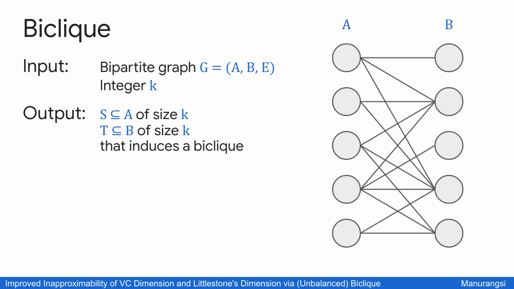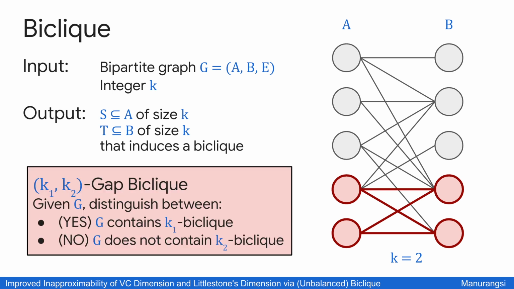For example, if this is our input bipartite graph and our k is equal to 2, then we may pick these last two vertices for A and these last two vertices for B, and they would induce this balanced Biclique. It would be convenient also to consider the gap version of Biclique when stating the hardness results. In particular, in the gap version, we want to distinguish between the yes case, where the graph G contains a Biclique of size k1, and the no case, where the graph G doesn't contain even a Biclique of size k2, where k2 is much less than k1.